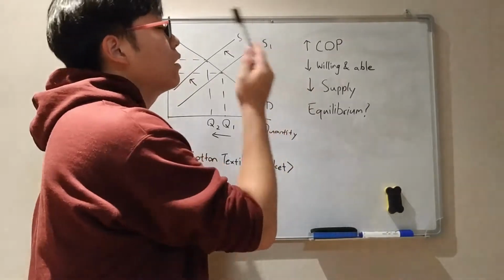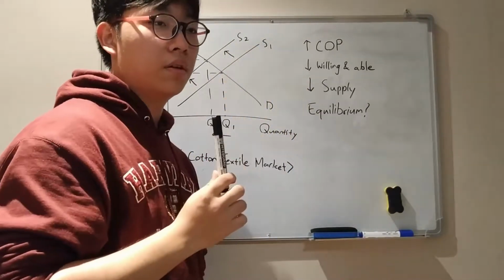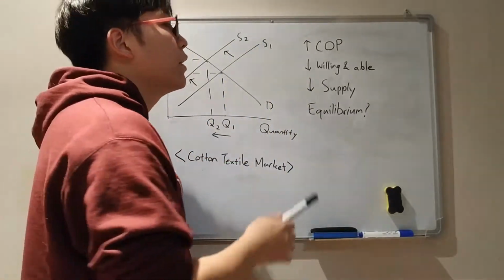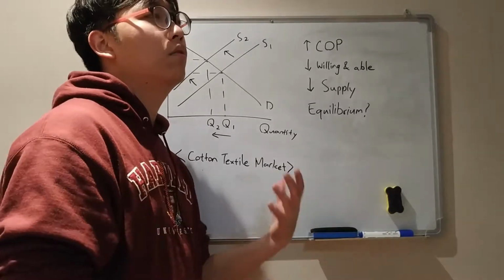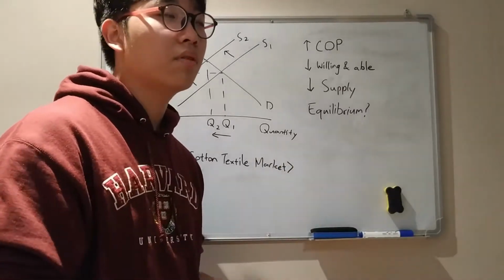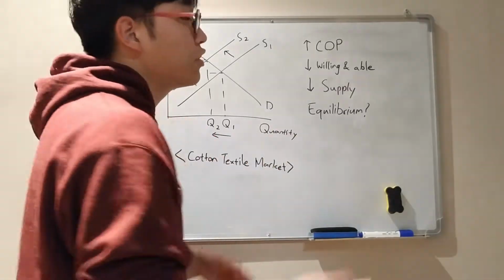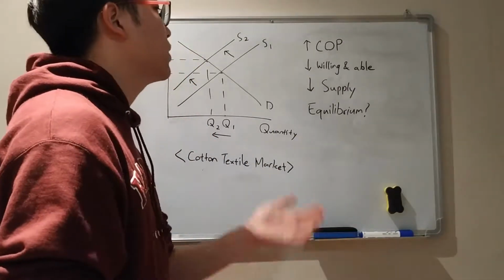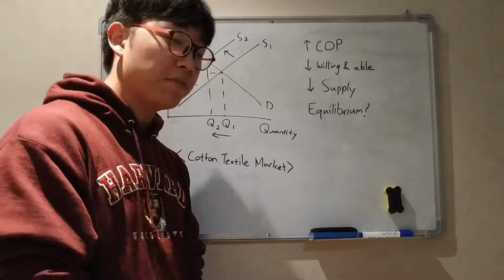So moving on, you would have to refer to the law of supply. You would be talking about how suppliers are less willing and able to actually produce more cotton textiles, and that is why the supply actually shifts to the left.